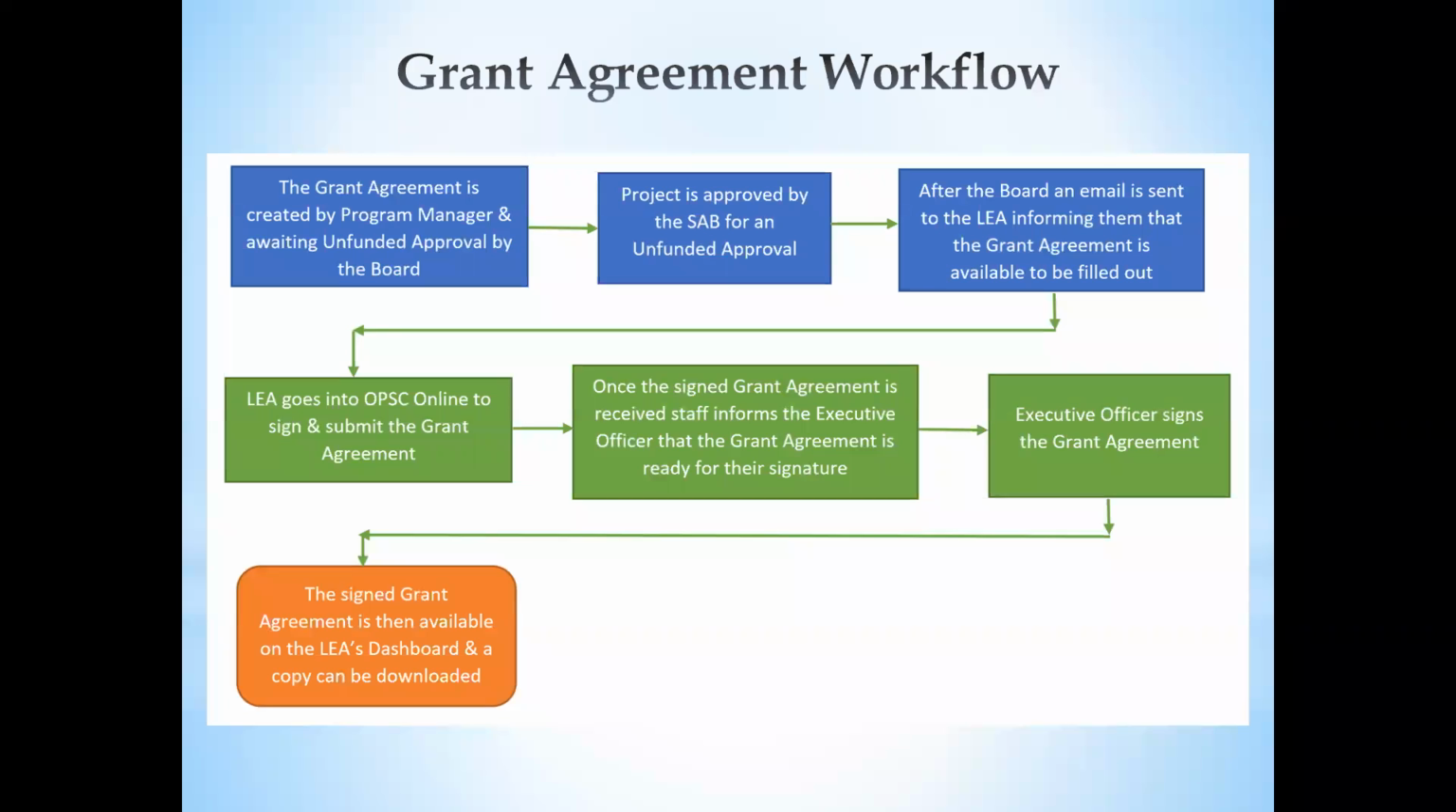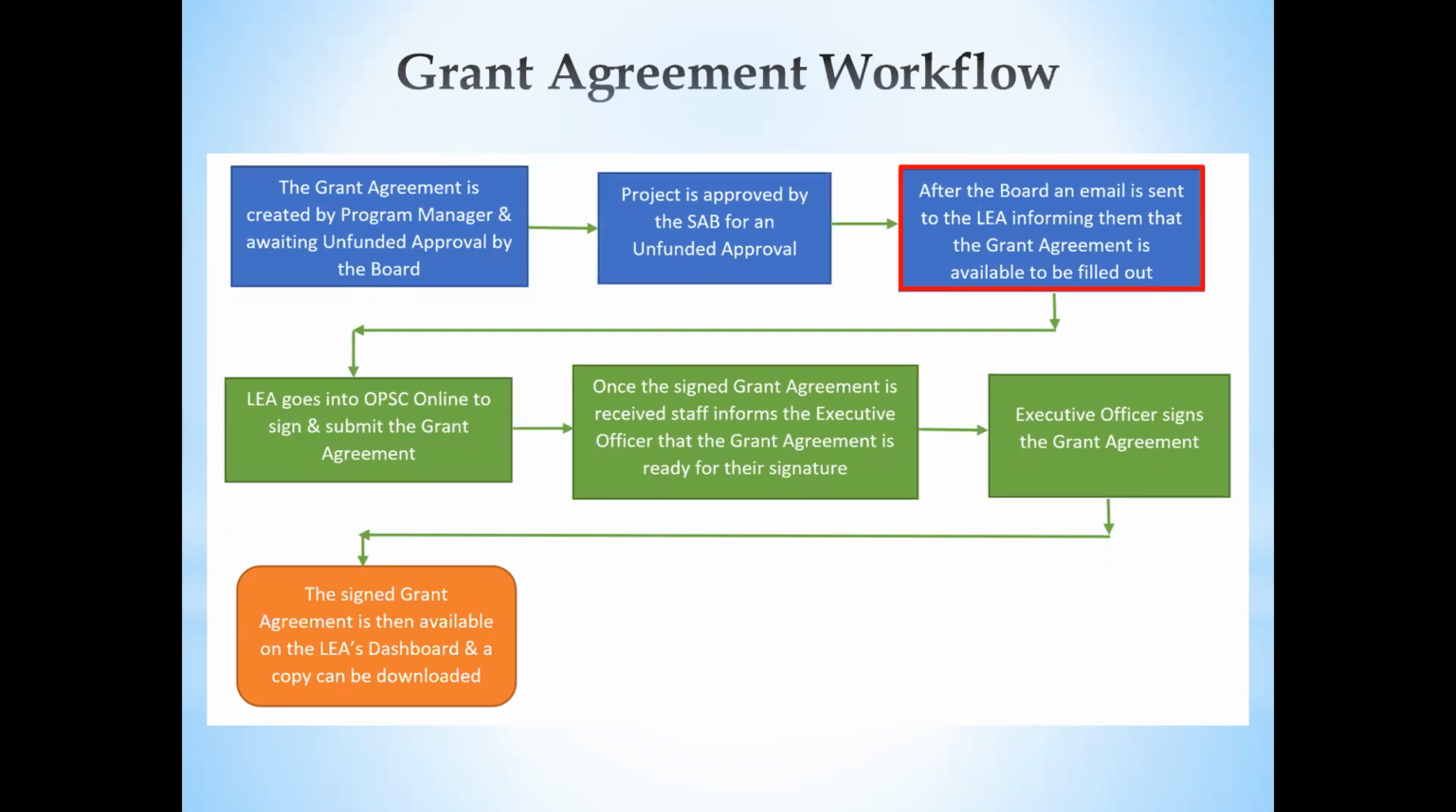Okay, so this next slide kind of goes over the basic workflow for the grant agreements. The grant agreement is initially created by the project manager and awaits unfunded approval by the board. Once that project goes to the board, the project is approved by the SAB for an unfunded approval.